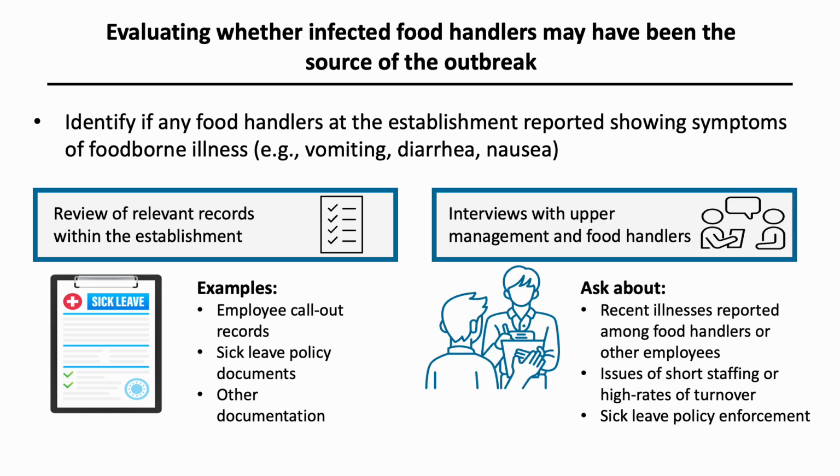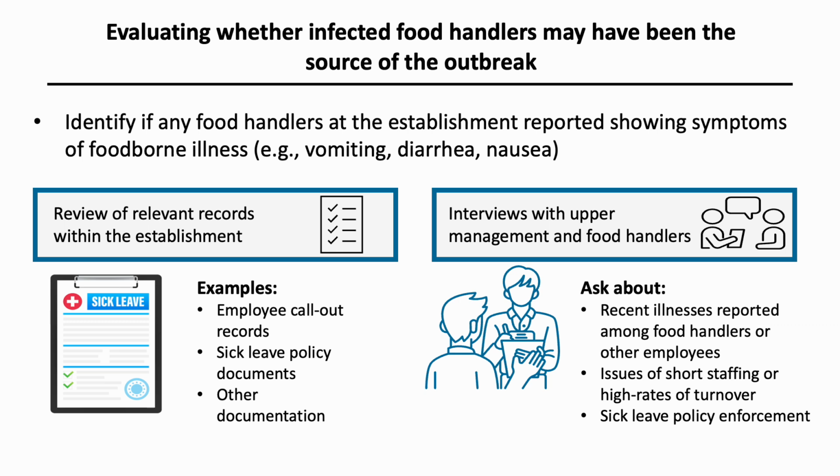In addition to reviewing records, environmental health investigators should also conduct interviews with both upper management and food handlers within the establishment during investigational site visits. Some examples of important questions to ask in these interviews include 1. If and when any food handlers or other employees started showing symptoms of foodborne illness. 2. Whether there is an issue with short staffing or high rates of turnover. And 3. How sick leave policies are implemented and enforced.